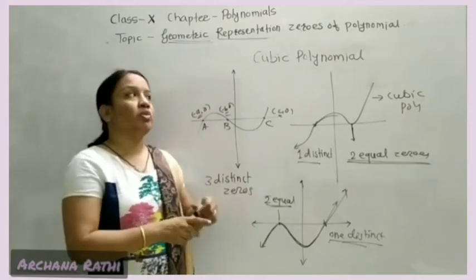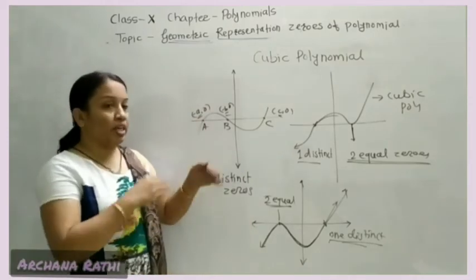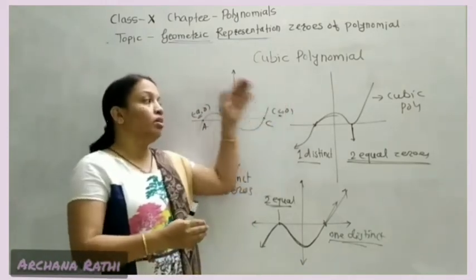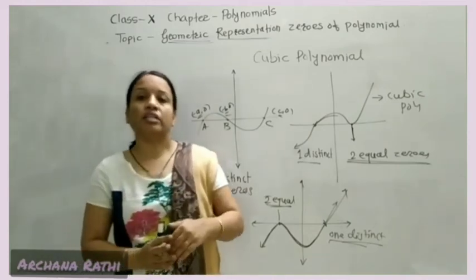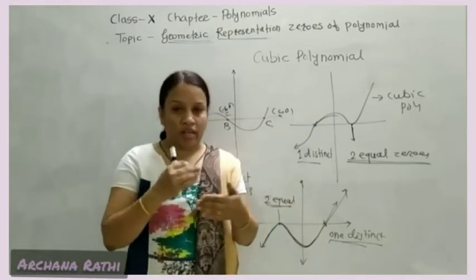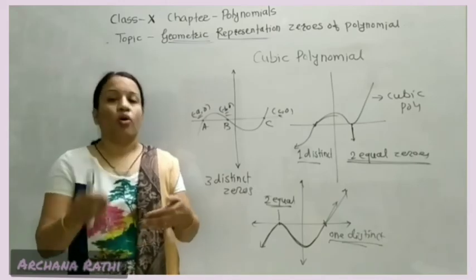Just by observing the graph and how it touches or intersects the x-axis, you can directly say whether the graph is of a quadratic, linear or cubic polynomial.